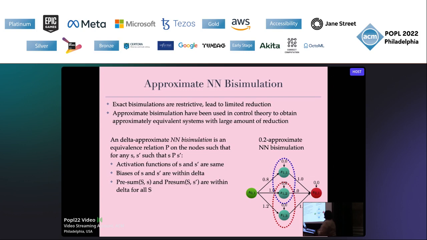Right? And here is another 0.2 approximate NN bisimulation, the one shown in red. But you can see that if I just merge all three of them, that is not going to be a 0.2 NN bisimulation. Right? So already we are heading to the conclusion that there might not be a coarsest NN bisimulation because the union does not preserve the approximate NN bisimulation property.